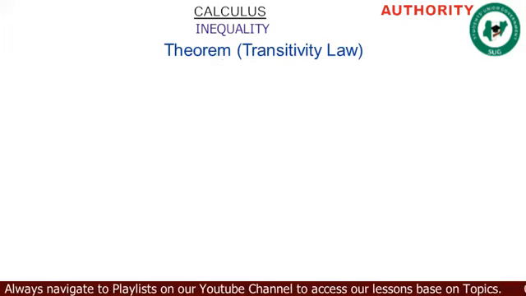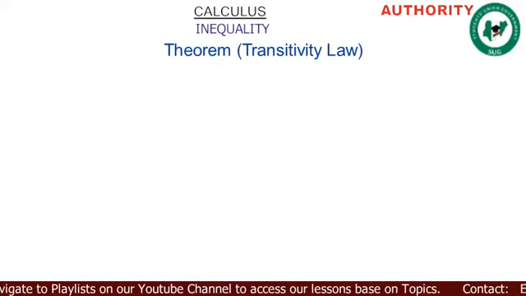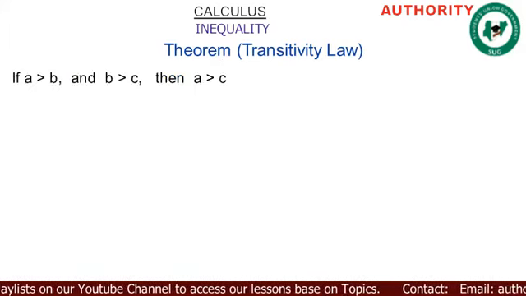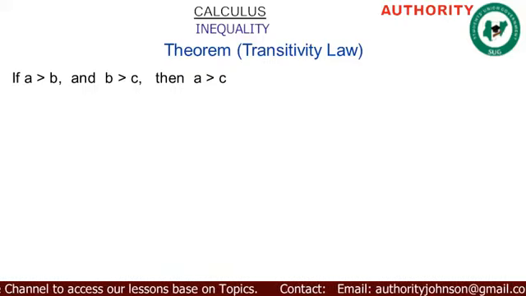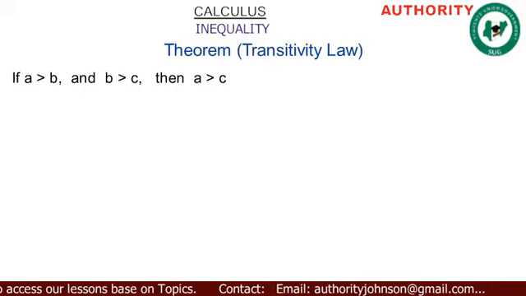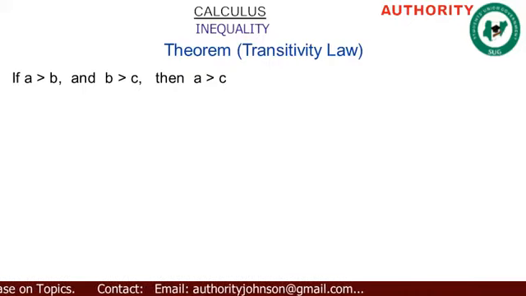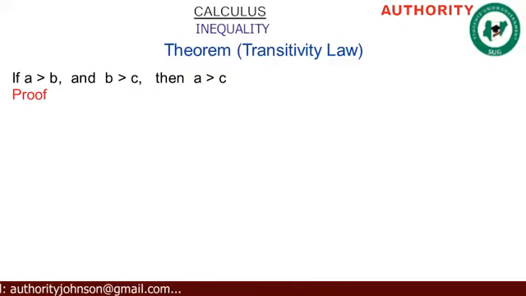Let's take the theorem, which is the transitivity law. You say if A is greater than B and B is greater than C, then A is greater than C. How can we prove this?